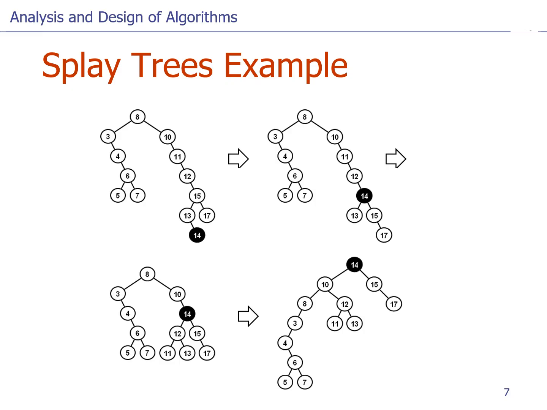But I don't stop there. I'm referring to the second figure at the top row. I'll move the 14 upward even further by rotating it through the 12. And then I will also rotate it through the 10. And finally, you see the tree at the bottom right, where the 14 has become the root. The effect of displaying the node we're working with is that, since this is the most recently accessed node, if we are looking for it later on, we will find it at the root.